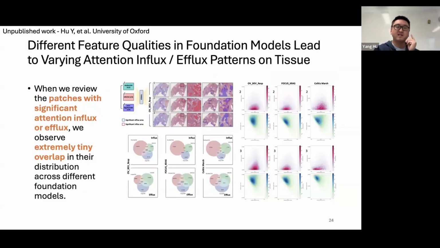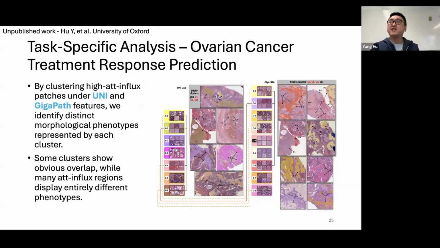First, we reviewed the patches with significant attention moving areas. We observed extremely tiny overlap in their distribution across these two foundation models. We checked the attention moving results on three downstream tasks. The first is ovarian cancer treatment response prediction. This is not the private cohort; this is a public cohort, but just not so popular.